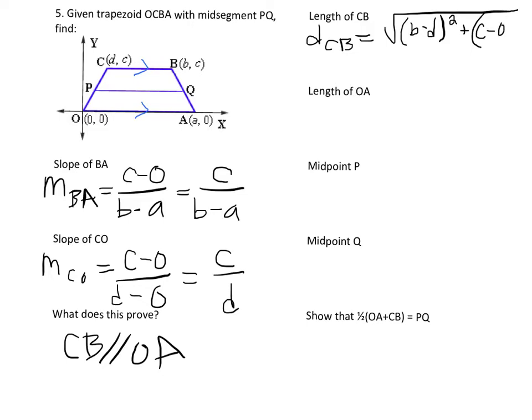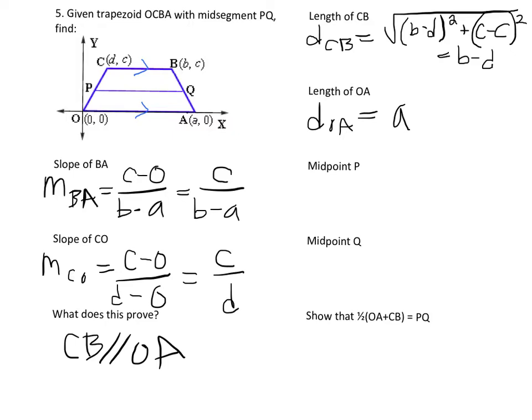Oops. c minus c squared, which will eventually give me just b minus d, because you can see we have 0 squared, and if we take the square root of something squared, we're just left with what's inside. So we have b minus d. And the distance, or the length, of OA, we could do the whole distance formula, but if we look at it, we see it's just a, because there's no rise or run. We can see that it goes from 0 to a, so the distance must be a.